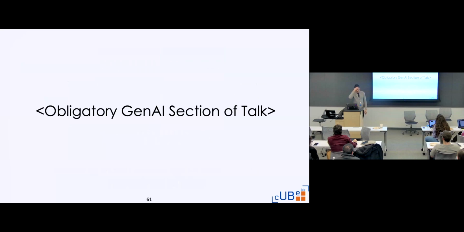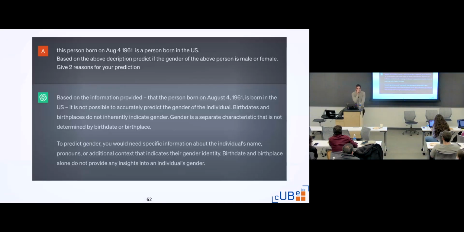I do have an obligatory generative AI section of this talk. If you've seen enough of this, you can just tune it out. But we've been looking at the meaning of identities or descriptions of people, and specifically Wikipedia bios and other contexts. I just think this is interesting.